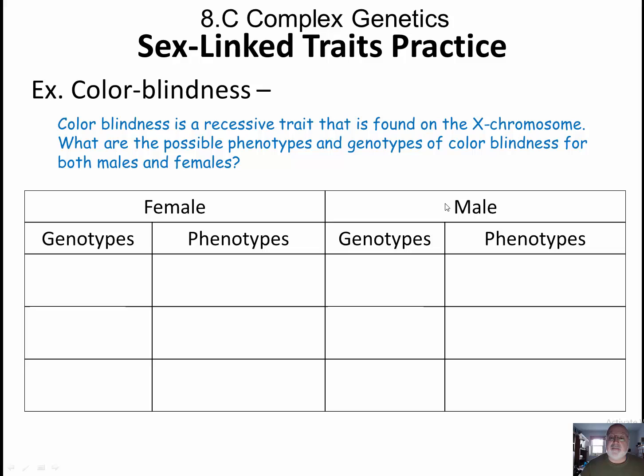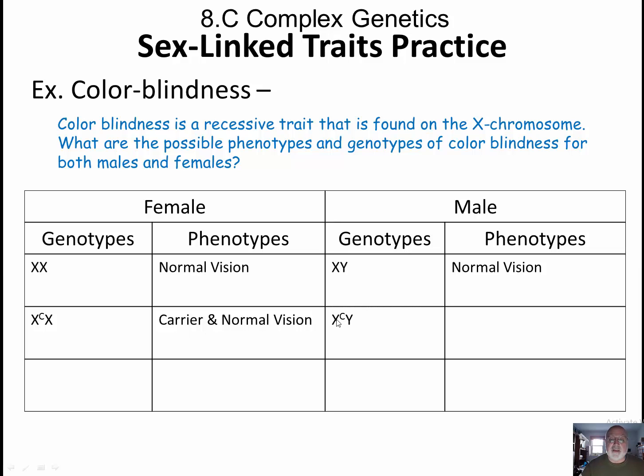So, for females and for males, the genotypes: to make a normal female, we have an XX, and the phenotype there is normal vision. To make a normal male, we have an X and a Y, and we have normal vision. We have a color blindness X and a regular X, and this is a recessive trait, so the normal side is dominant. So this lady would be a carrier, with normal vision.